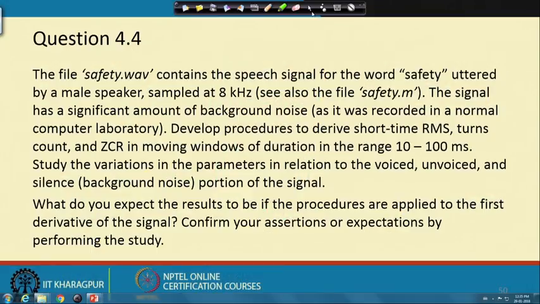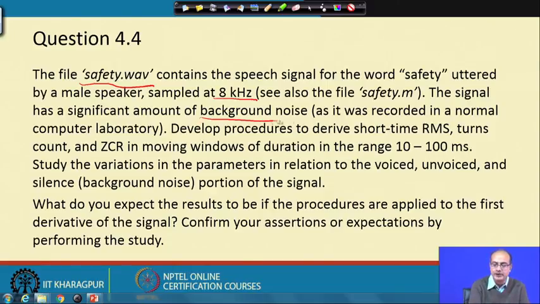Now we will go for question 4 of tutorial 4. We have a speech signal which has the utterance of the word safety, sampled at 8 kilohertz. The signal has a significant amount of background noise.